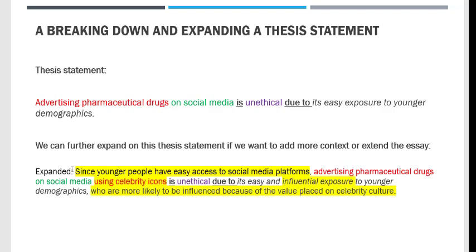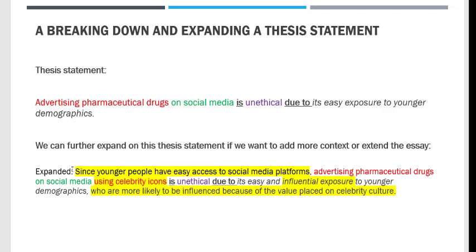This is going to be important because it's going to connect to my argument later on down the road in my thesis statement, right? About why it's a problem or why it's unethical. Then I have my subject, advertising pharmaceutical drugs on social media. And then I added using celebrity icons.